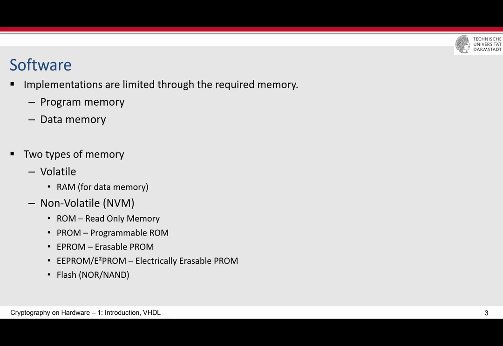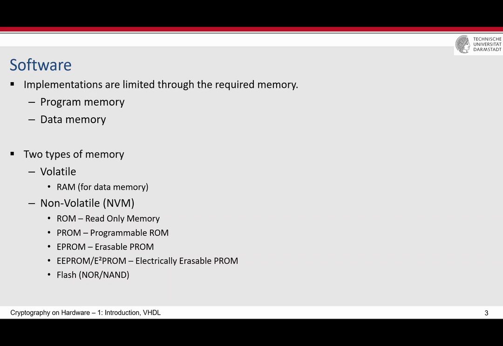These are mainly the things that I already explained. Implementations are limited by the required memory in the software: program memory and data memory. Just as a note, you may already know there are two types of memory: volatile memory and non-volatile memory. This is just a recap of what you probably learned during your bachelor. Volatile memory means the RAM, for example the RAM of your PC.